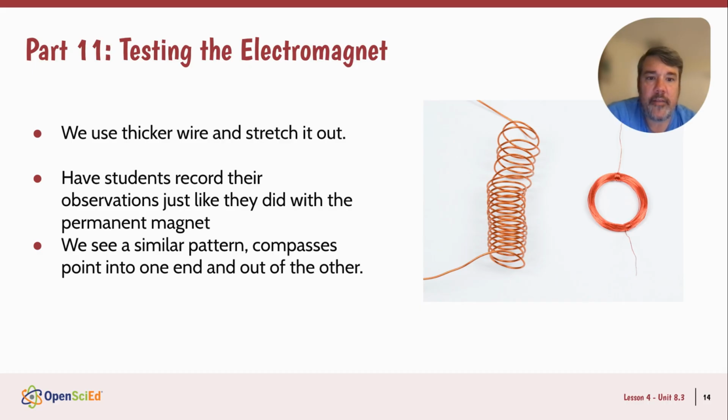Then in part 11, we're going to test the wire. We're going to use thicker wire this time, and we're going to stretch it out so that it takes the shape a little bit more of a bar magnet. We are going to help the kids to see that it is still a coil of wire, but we're going to stretch that out. We're going to do the same thing. We're going to use the compasses, and we're going to notice that we see a similar pattern, that all the compasses point in toward one end of the coil and out from the other. And we're going to draw that again to get those directions of the forces.